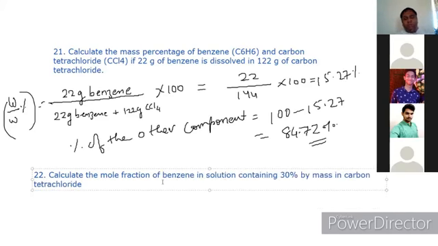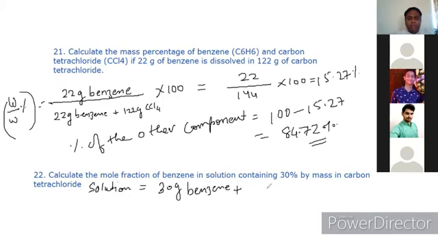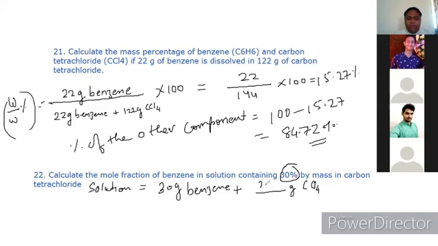Calculate the mole fraction of benzene in solution containing 30% by mass of carbon tetrachloride. That means it is very clear that the solution is equal to 30 gram benzene plus dash gram CCl4. How much CCl4? 70 grams. 30%. Total weight has to be 100. The 100% solution will contain 30 gram, so 70 grams. So this is something which is hidden in this question. Once you find out, you can find out the mole fraction very easily.